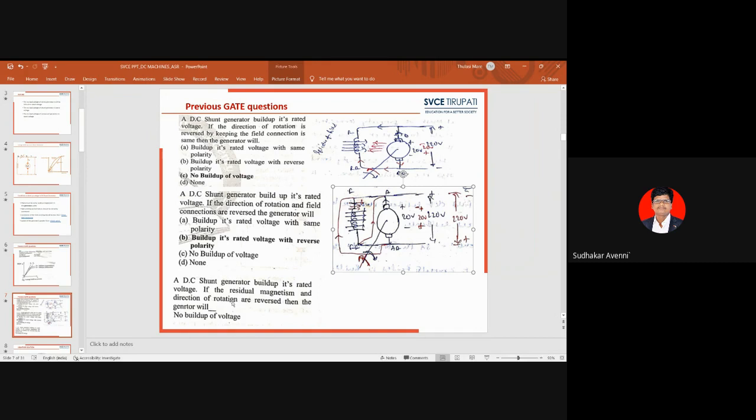Here, the DC shunt generator builds up its rated voltage, but the residual magnetism and direction of rotation are reversed. Then the generator will... But here they cannot change the shunt field connection. Because of this, again, the residual flux is opposite to the shunt field flux. So the flux comes nearer to zero. Then no buildup of voltage takes place. In this case also, the right option is that there is no buildup of voltage.